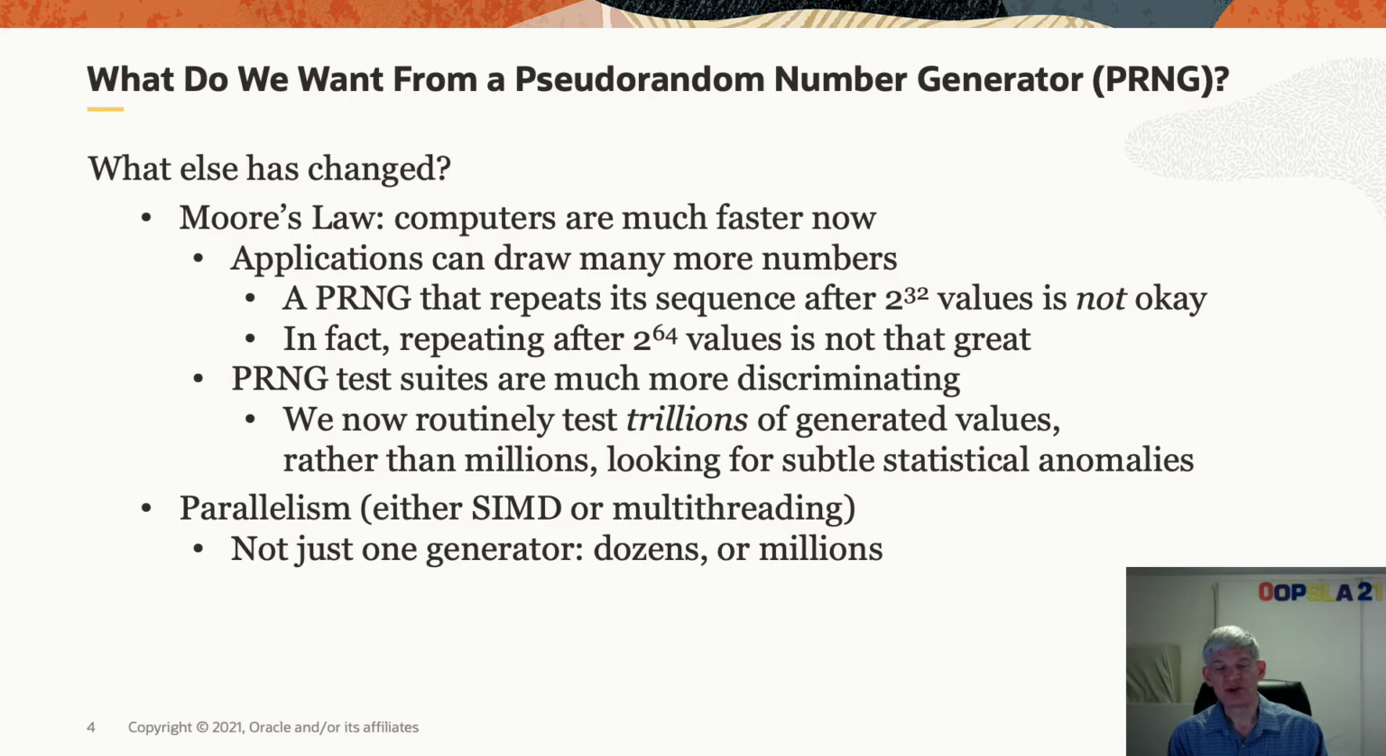In addition, computers now have a lot of parallelism of various kinds, either SIMD or multithreading. And so we want to be able to run not just one pseudorandom number generator, but perhaps dozens or millions of them simultaneously, and we need them to behave as if statistically independent.